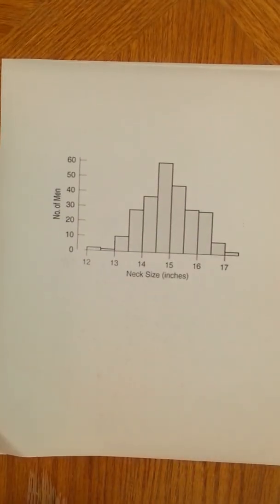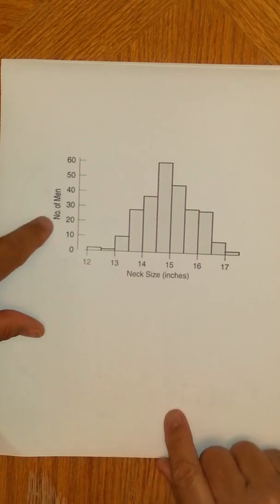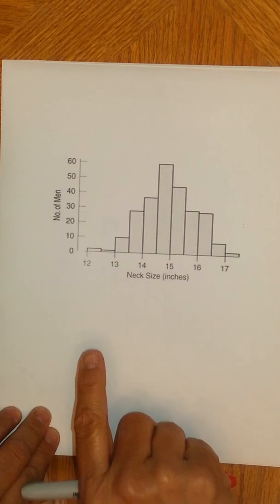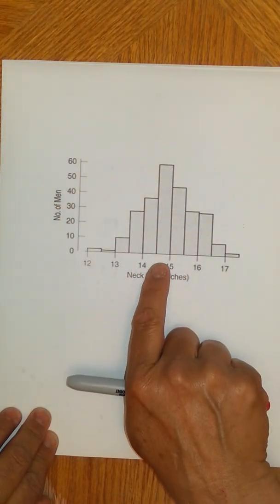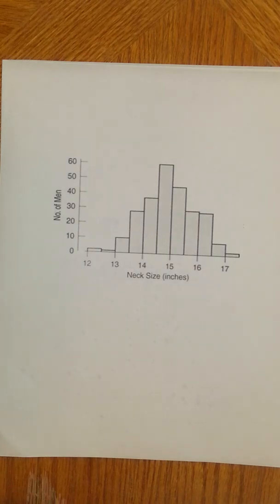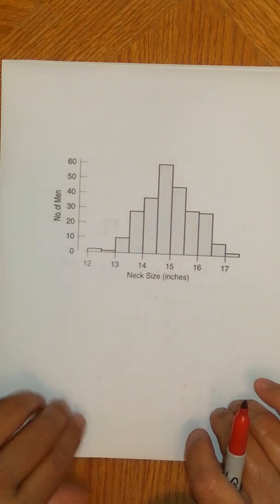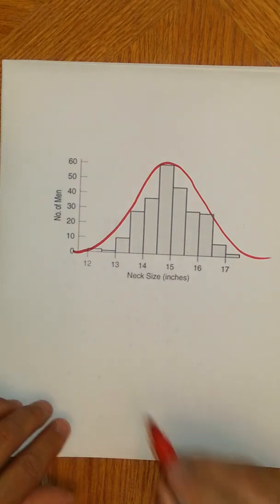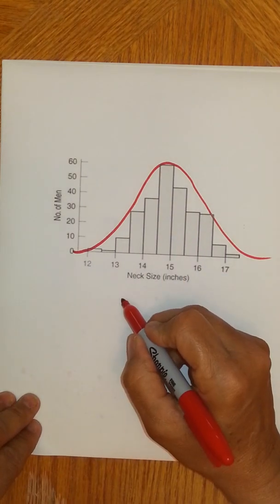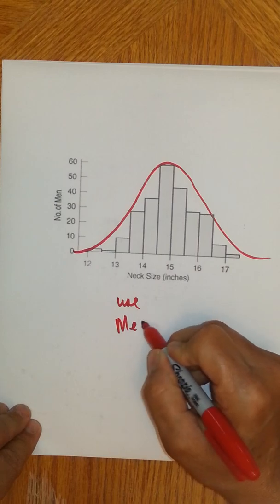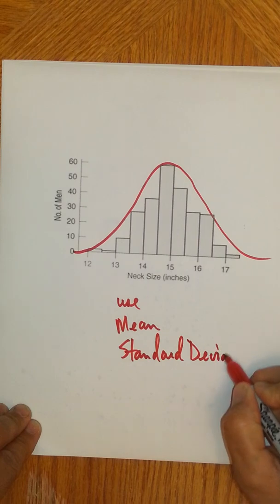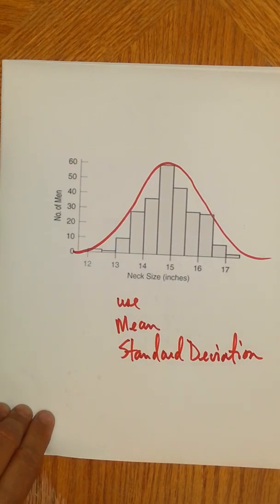So here, for example, if you were given this graph, it shows the number of men and their neck size. For example, here we would have 60 men or so have a neck size of about 14.5 to 15 inches. Now, this is very symmetric. I know some students go, well, it looks like there's a little pull to the left. No, when you smooth this out, it looks symmetric. And because it's symmetric and unimodal, you're going to use the mean and the standard deviation. It is really just that.